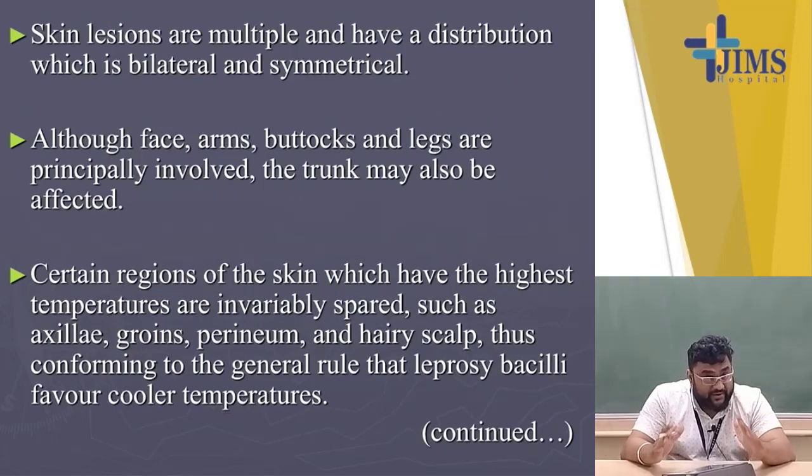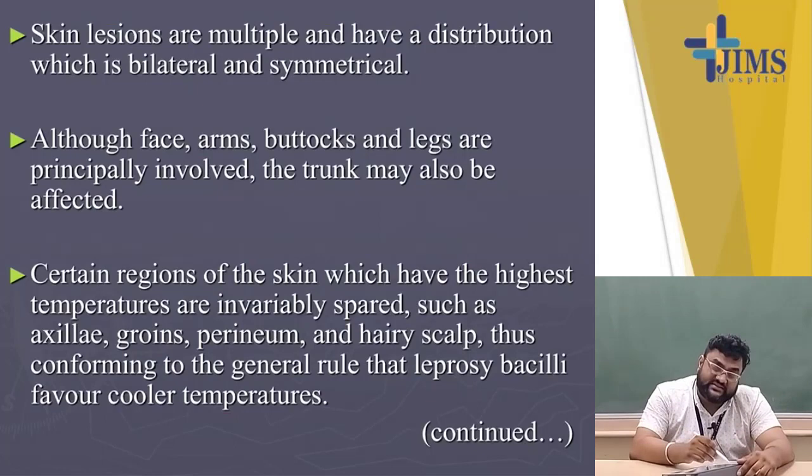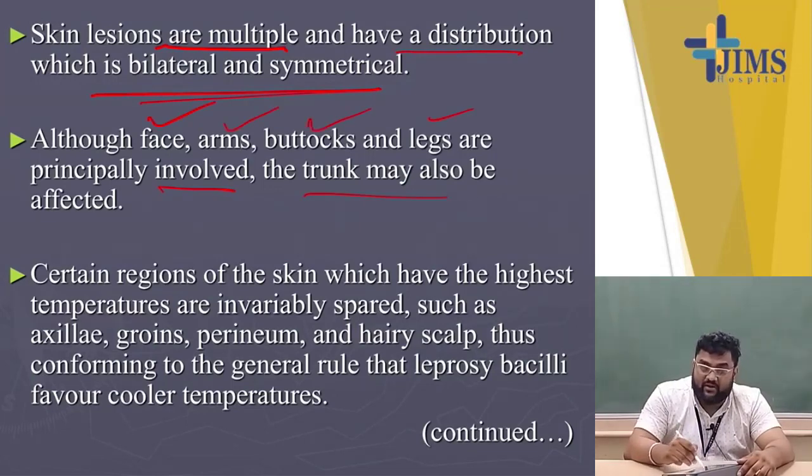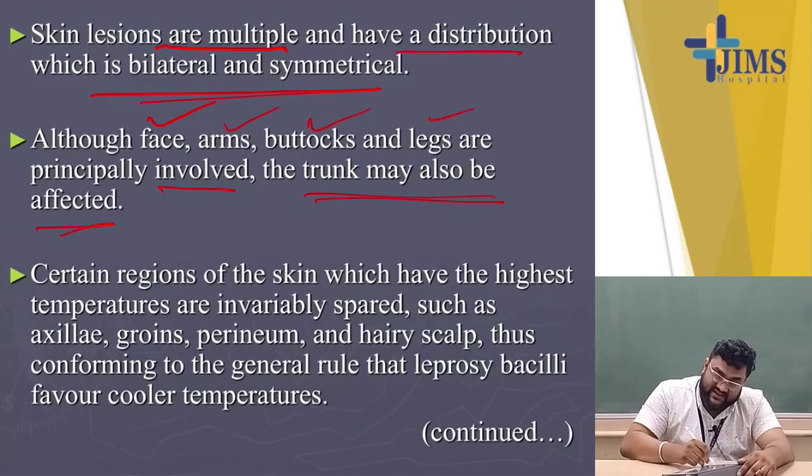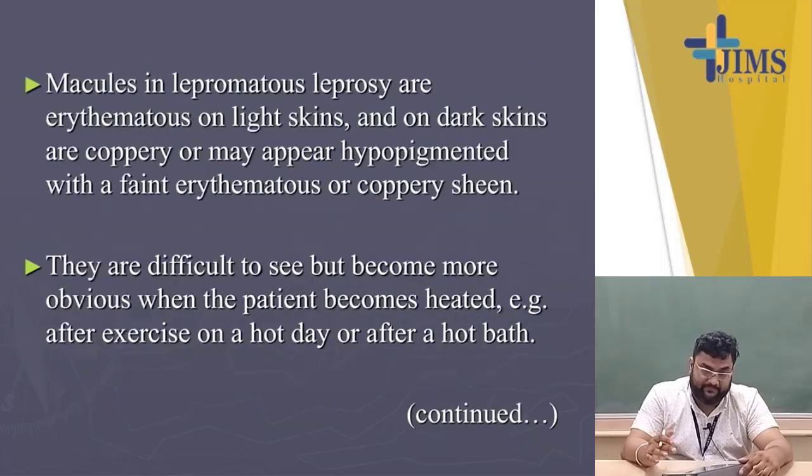Remember, these are all in the lepromatous spectrum of the disease, where the lesions are more prominent. The skin lesions are multiple and have a distribution which is bilateral and symmetrical. Although face, arms, buttocks and legs are principally involved, the trunk may also be affected. Certain regions of the skin which have the highest temperatures are invariably spared, such as the axilla, groins, perineum, hairy scalp, thus conforming to the general rule that the leprosy bacilli favor cooler temperatures of the body.